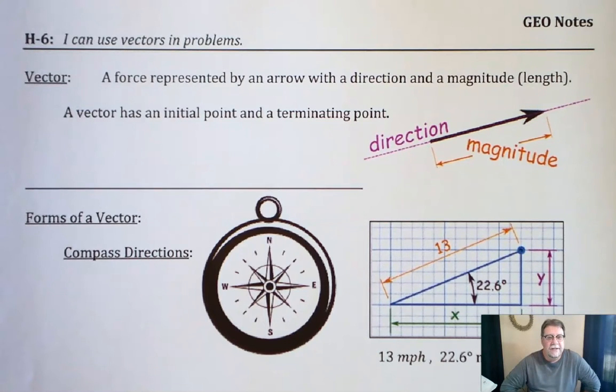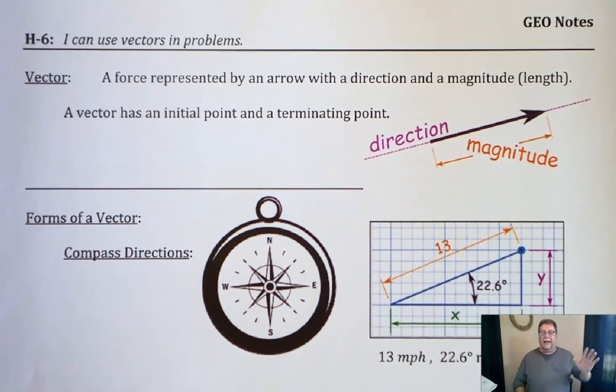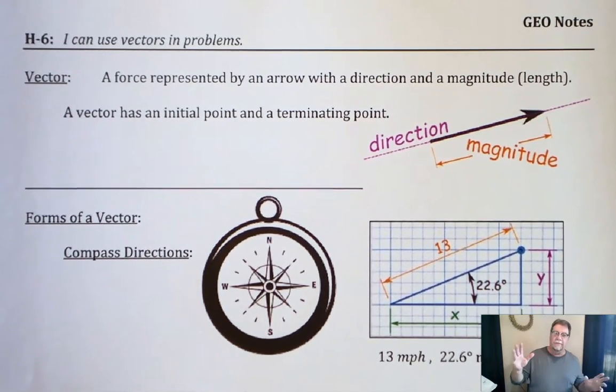Hi everybody, this is section H-6. We're going to talk about something called vectors, and we're going to use vectors in some problems here. So what the heck is a vector? What does that have to do with trigonometry? Well, it does involve a little bit of trigonometry.